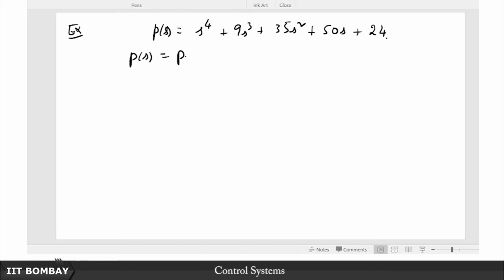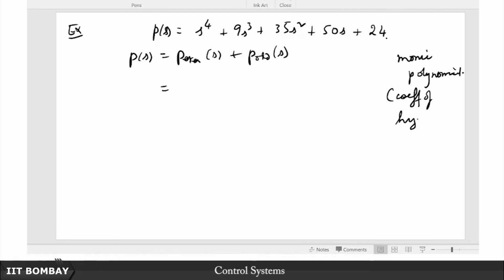So, P(s) is equal to P even(s) plus P odd(s). So, this is an even degree polynomial, so the even one will contain the highest degree term. And of course, when the coefficient of the highest degree is 1, we call it a monic polynomial. Okay, monic polynomial. So, that just means the coefficient of the highest degree is 1, unity.